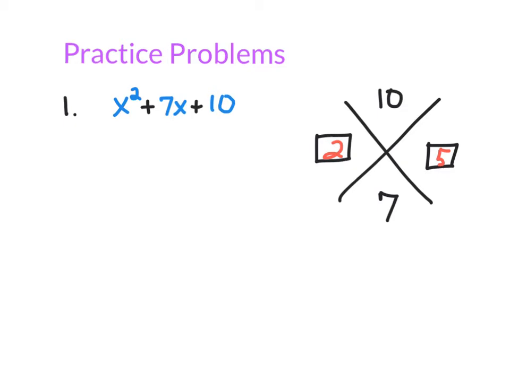And then those are the numbers we use with x. So x plus 2 is one of our factors, and x plus 5 is our other factor, or our binomials, okay? So it's a binomial times a binomial. We've factored this trinomial into these two factors, all right?